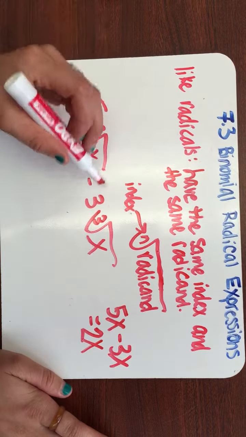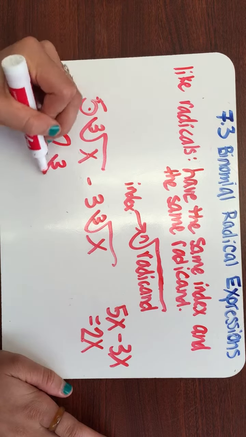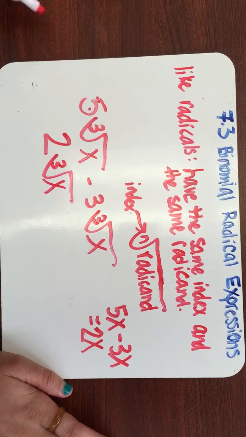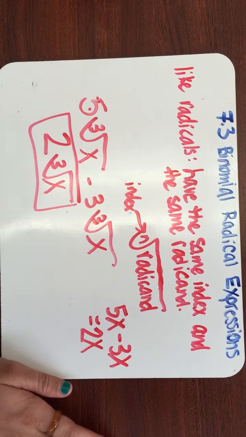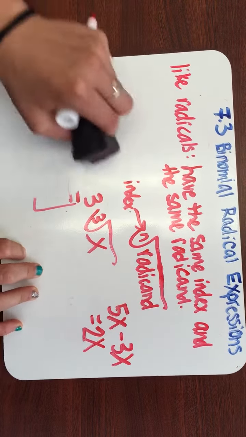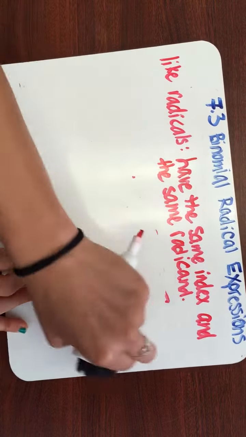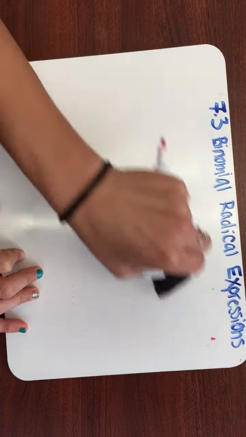So we're going to do something similar here. We're going to subtract the coefficients. 5 minus 3 is a 2. And then we keep the like radical, cube root of x. And that's your answer for this problem here. If we have ones where they don't start off being like radicals, we can simplify them and see if we can get it down to having like radicals.